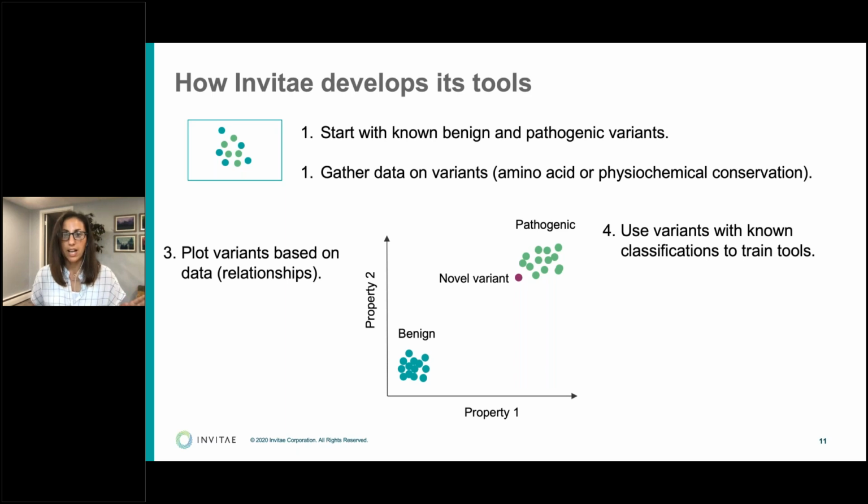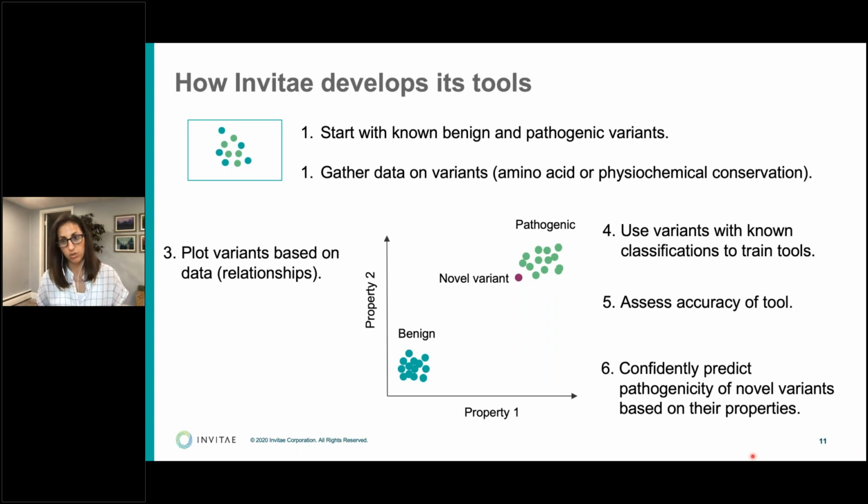We then plot the known variants based on these different properties and look for patterns. Specifically, we're looking for when pathogenic variants start clustering uniquely from benign variants. And although I'm showing a 2D image here for simplicity's sake, these are highly complex mathematical models that take into account many different data points. We then use a series of known variants to train the tools and further refine the algorithms. Once we have a gene-specific tool developed and trained, and when it meets our standards of performance, we can use it to inform missense variant interpretation.